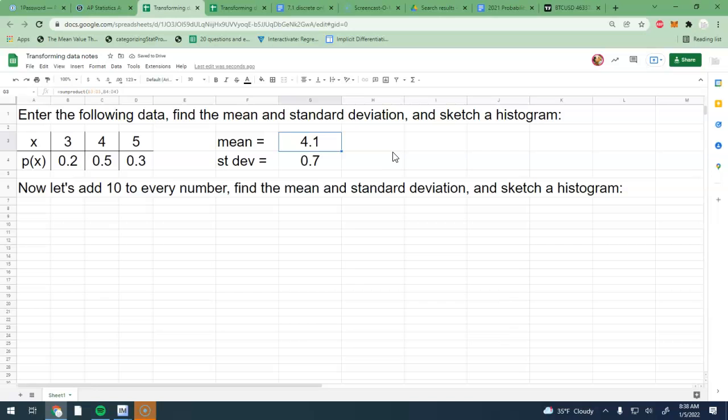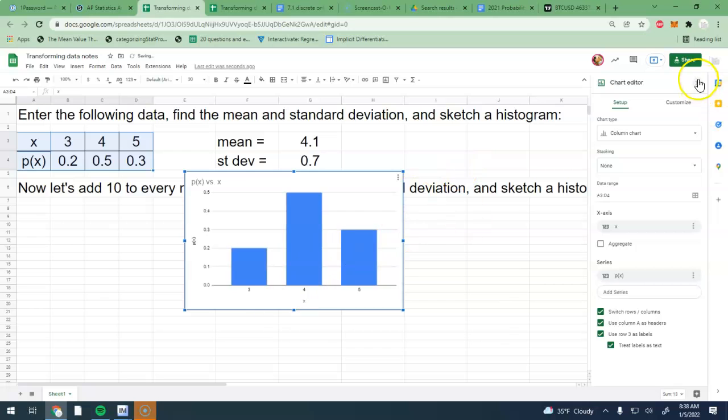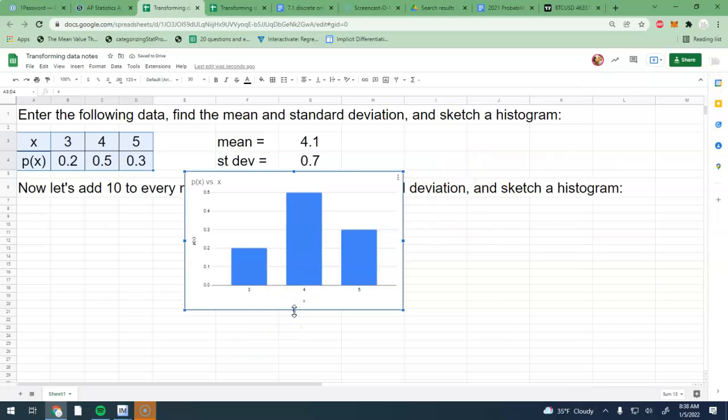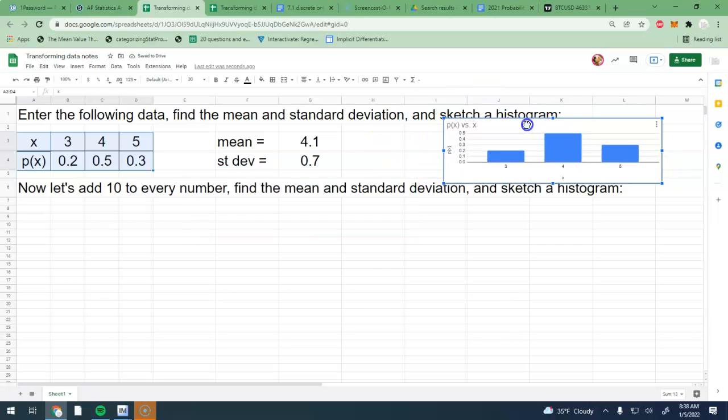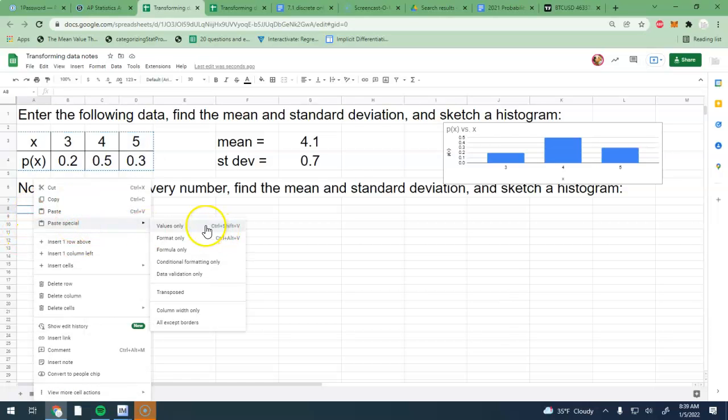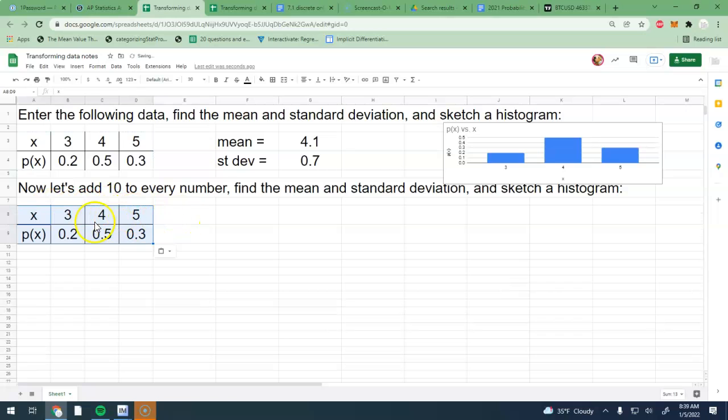Did you guys get 4.1 and 0.7? We good there? And then I can make a histogram of it, and you don't have to do it, because I can just do one real quick in here, just to show you what that would look like. That's what we get. So what we're going through is, what if we change all of the data? Let's pretend this is a test. Apparently people got a 3 and a 4 and a 5 on the test. I don't know, it's out of 7 questions or something. I don't know if the test really makes sense.